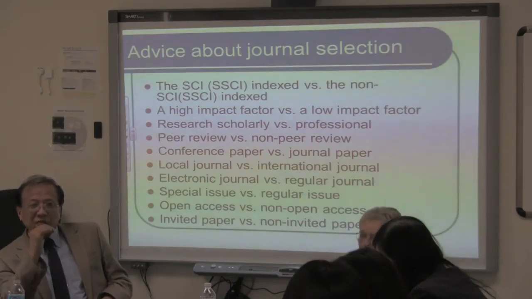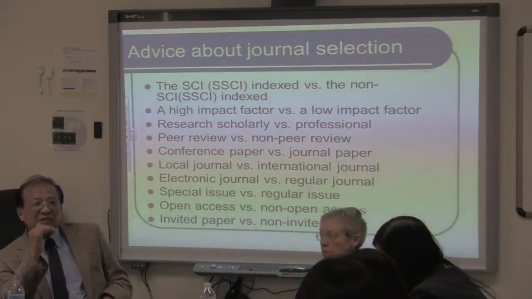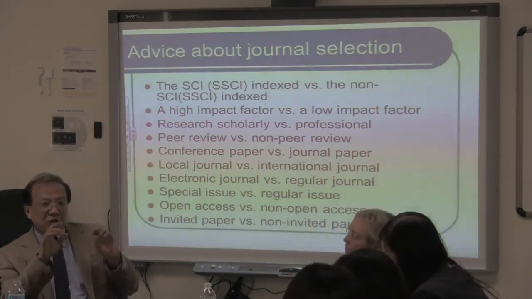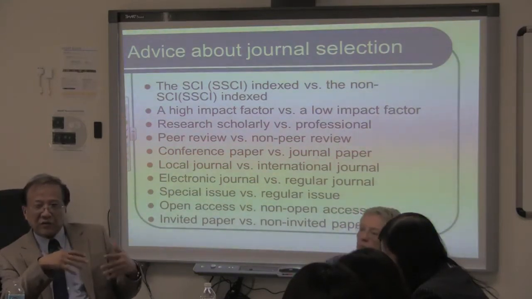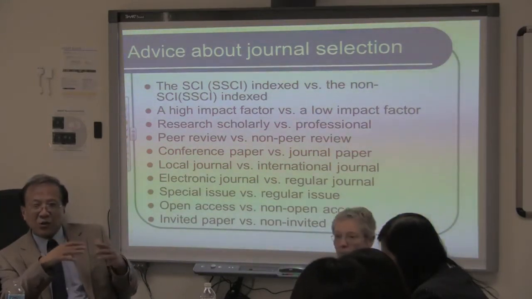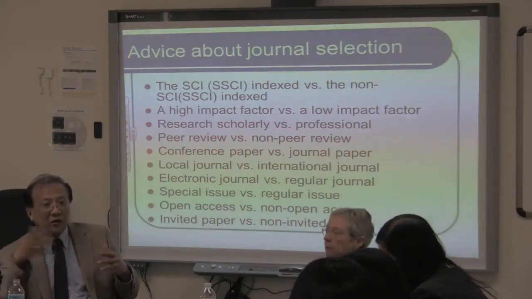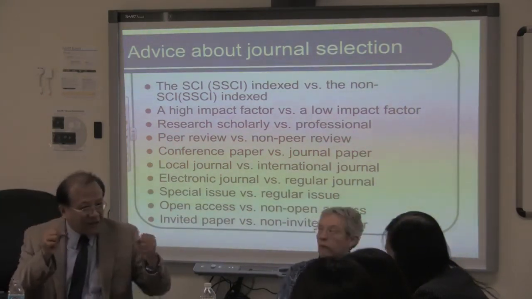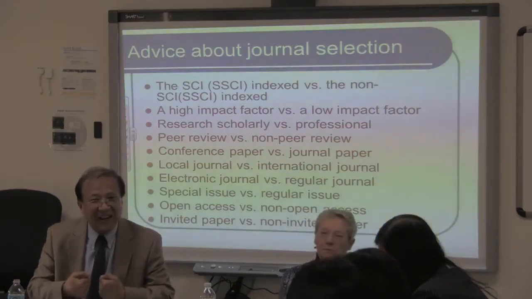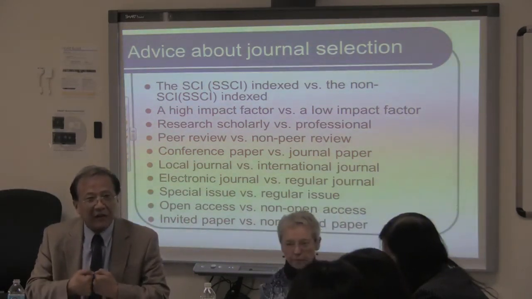The journal impact factor is relative. For instance, in our field, our impact factor is low compared to health, computer science, or business. You cannot compare them directly, okay? It's a relative figure, okay?